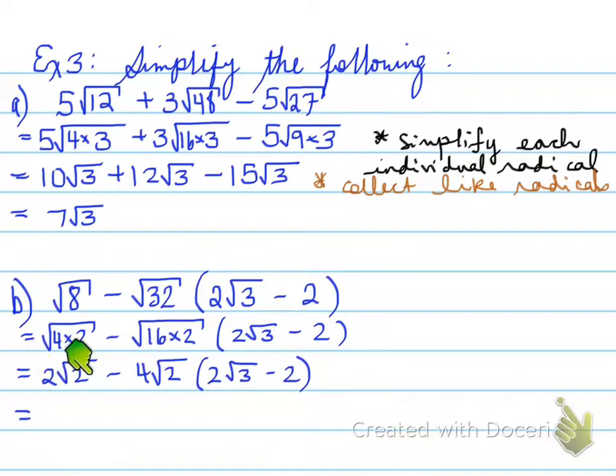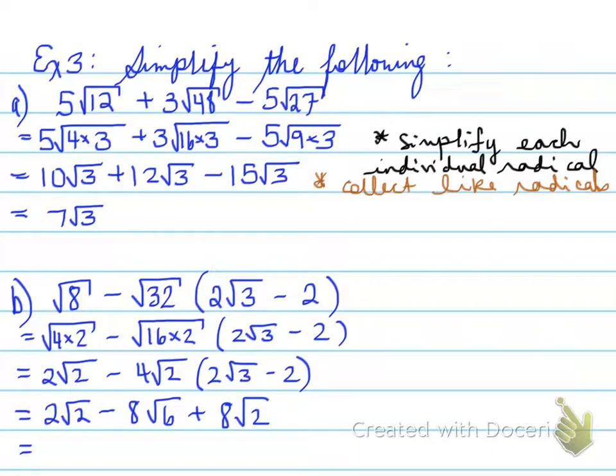Now some of you might be going, oh, I can put those two together. Wrong. The reason why is because this has to multiply to the bracket first. It's like there's a reason there's a bracket here. That bracket is attached by multiplication. BEDMAS rules say that multiplication must happen first before we can combine this number. So we have 2 root 2 minus 8 root 6 plus 8 root 2.